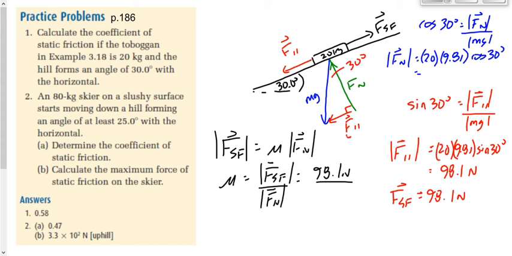What's that one equal? 20 times 9.81, 200 times cosine 30. Is it 173.2? 169.91? All right.